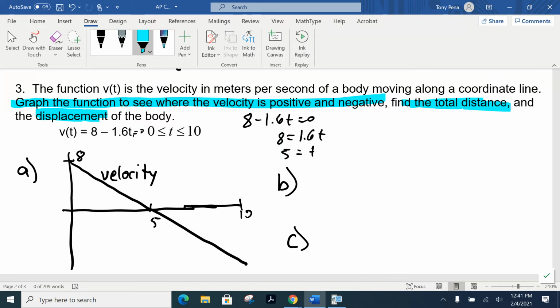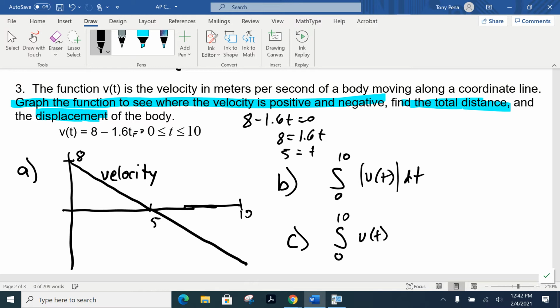All right, so B, total distance. We're going to be integrating our velocity from 0 to 10, but for distance, we want the absolute value. And then displacement, you're going to set up something very, very similar, minus the absolute values.